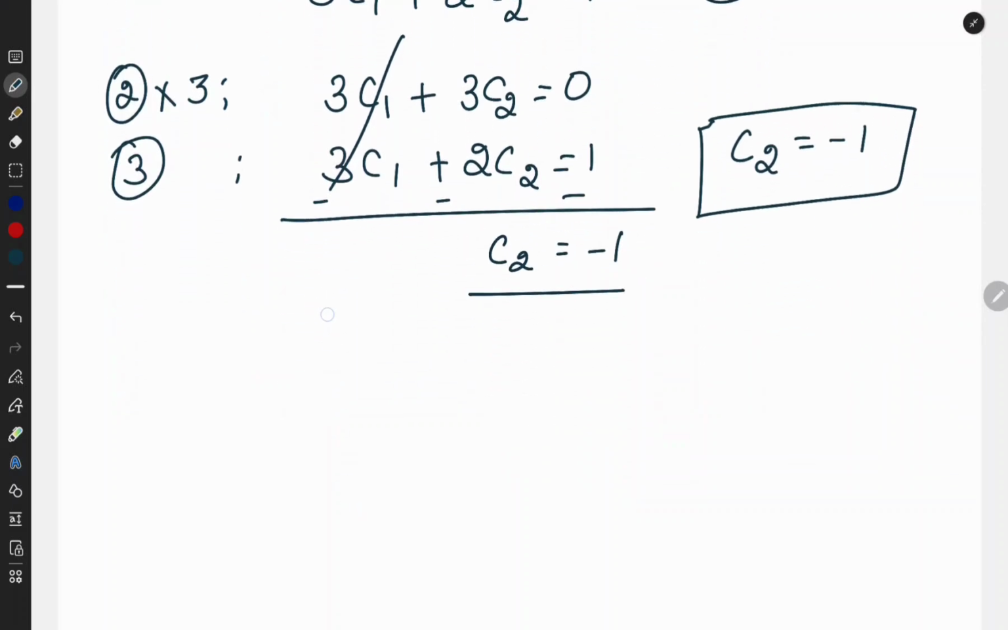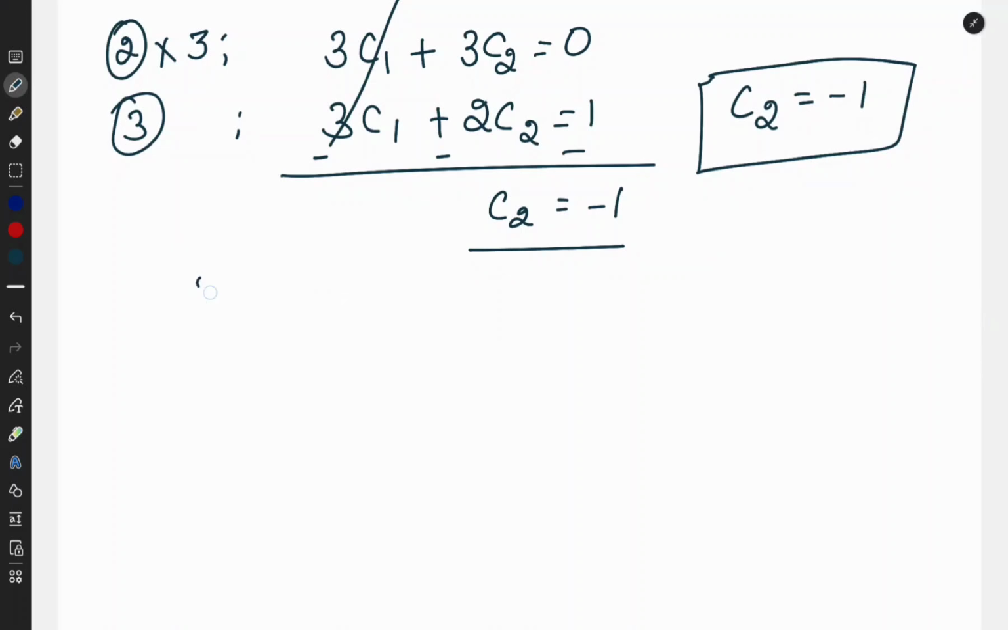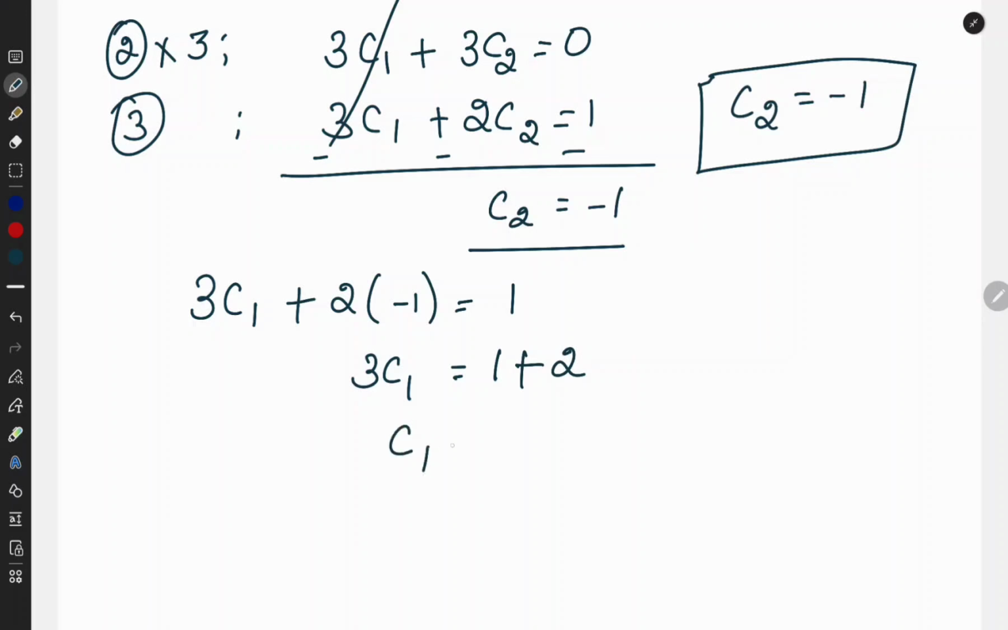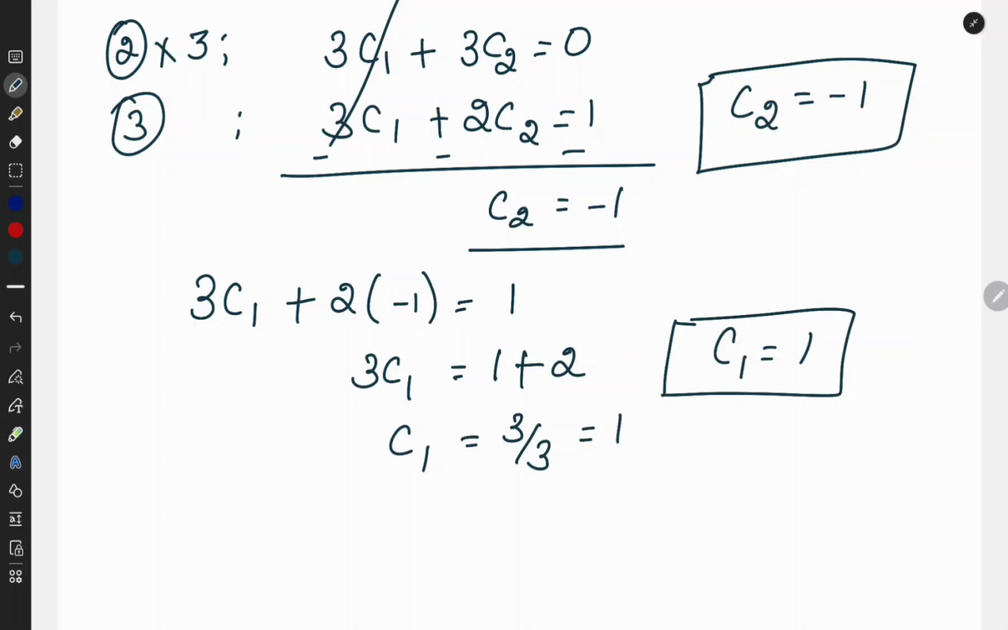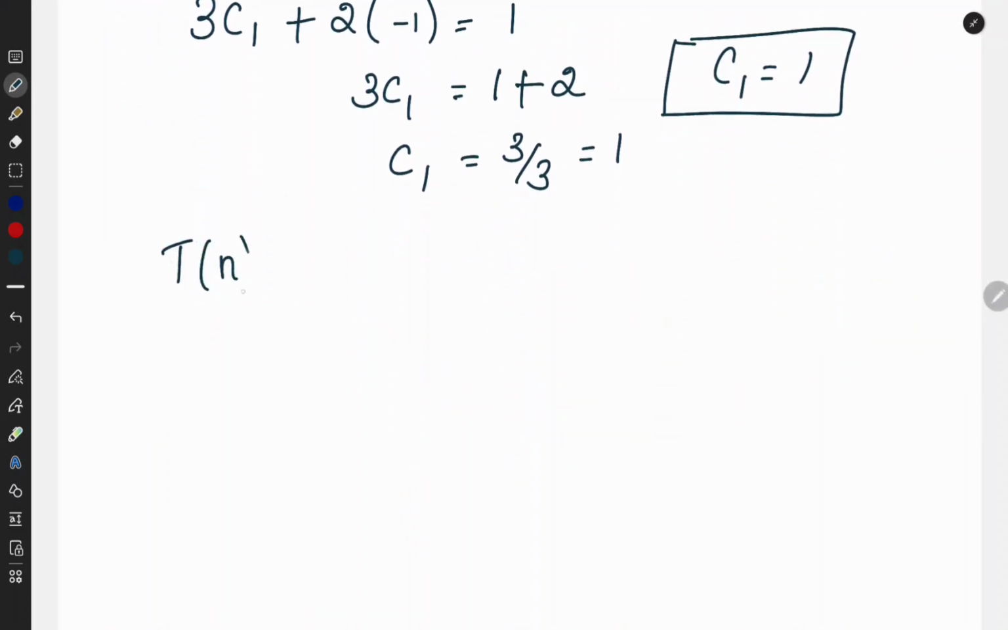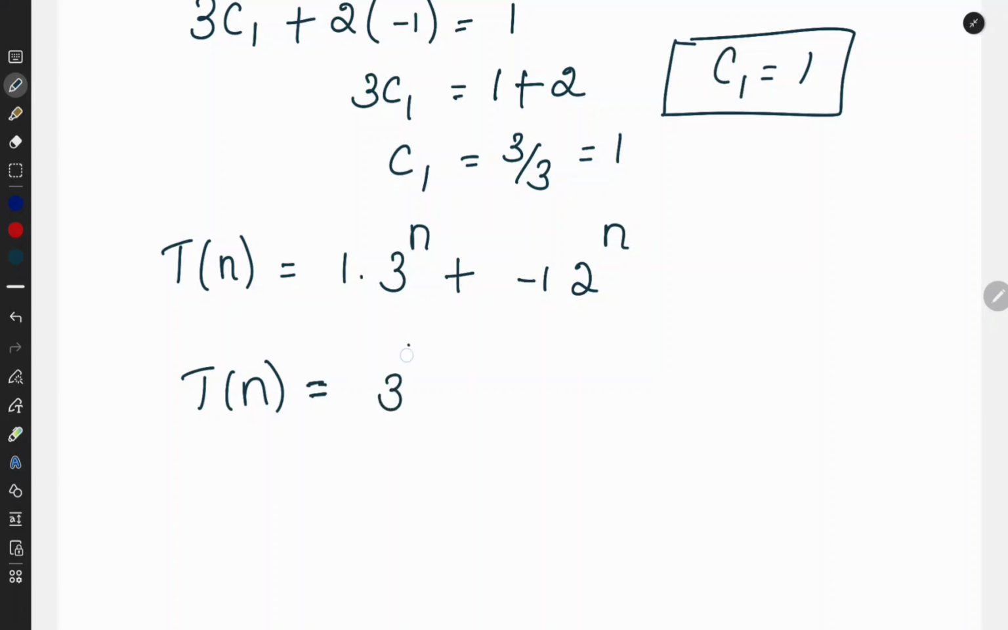Now you substitute this C2 in any one of the equations. I substitute in the third equation: 3C1 + 2(-1) = 1. So 3C1 - 2 = 1, and moving to the right-hand side it becomes plus 2. So C1 = 3/3 = 1. So C1 is 1. Now substitute C1 and C2 in equation number 1. T(n) becomes 1 times 3^n plus (-1) times 2^n. The final time complexity of this recurrence relation is 3^n - 2^n. So this is the final answer.